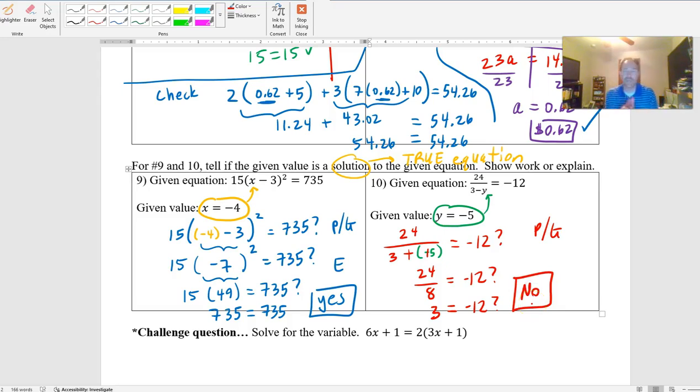Remember, 9 and 10, you don't have to solve. You don't have to cancel things. You just have to check and say, if I use this value, do I get a true equation? If you get a true equation, then yes, it's a solution. If you don't get a true equation, then no, it's not a solution.